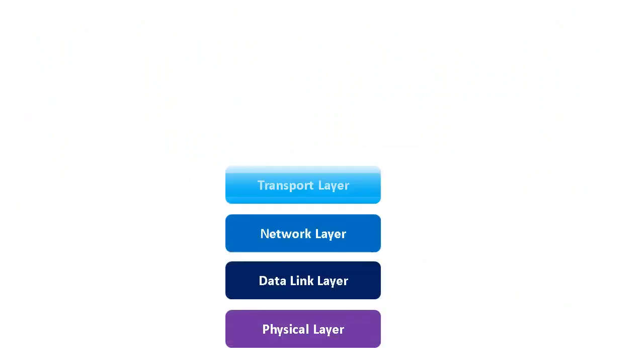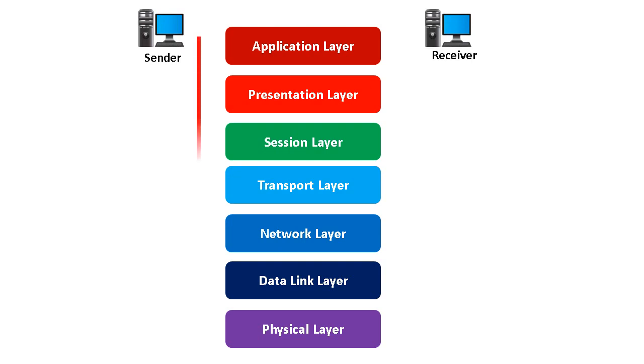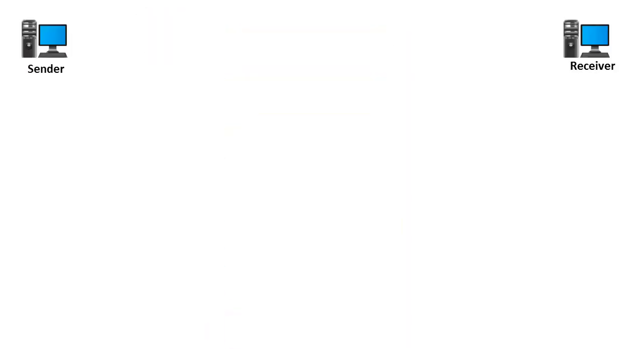There are 7 layers in the OSI model, and when two devices take part in a communication, it starts from the top layer and comes down to the bottom layer, and again it moves the journey from the bottom layer and reaches the top layer to complete the single communication between the sender and receiver.